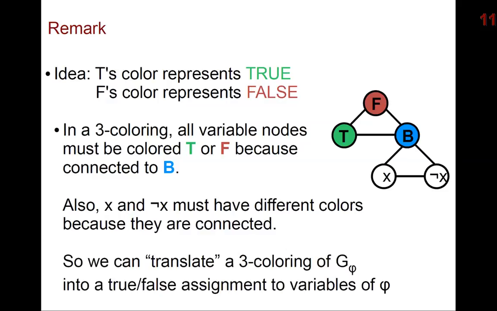So you can now think of a tricoloring and how to map it to an assignment. If you have a tricoloring, you can think of true, false for the variables, depending on whether X gets green or red. Make sense?